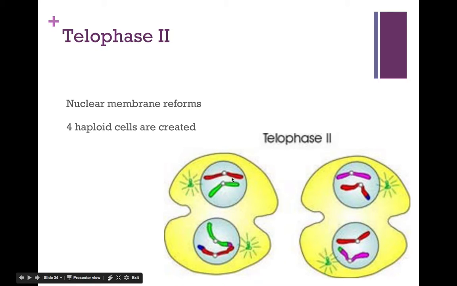This cell at the top here with the red and green doesn't have any recombinant DNA in it. But the one at the bottom has some red with a little tip of blue and some green with a little bit of purple. That is a recombinant haploid cell. So all 4 of these here in your picture are unique cells. They are all different from each other, and as an end result, the offspring may be different.